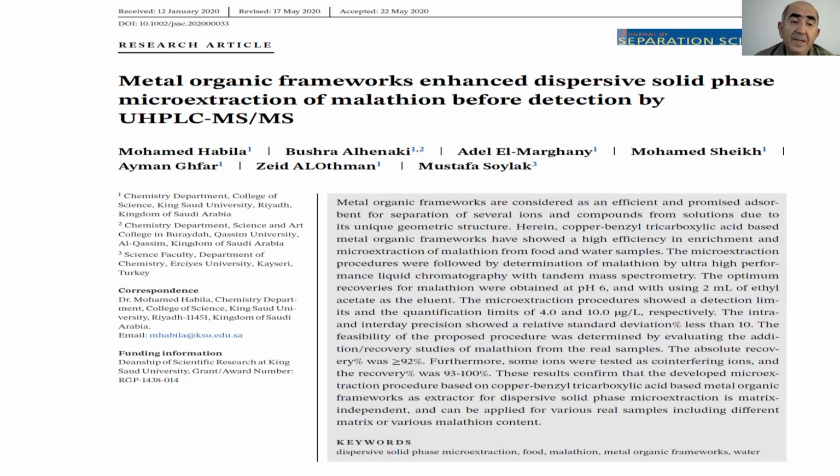Mohamed Habila and Ayman Gahaver are two of my Egyptian students. They are working at King Saud University. These are collaborative works with King Saud University. It was the application of metal organic frameworks for the solid phase microextraction of malathion from agricultural samples. Malathion, as you know, is one of the important pesticides in agriculture.